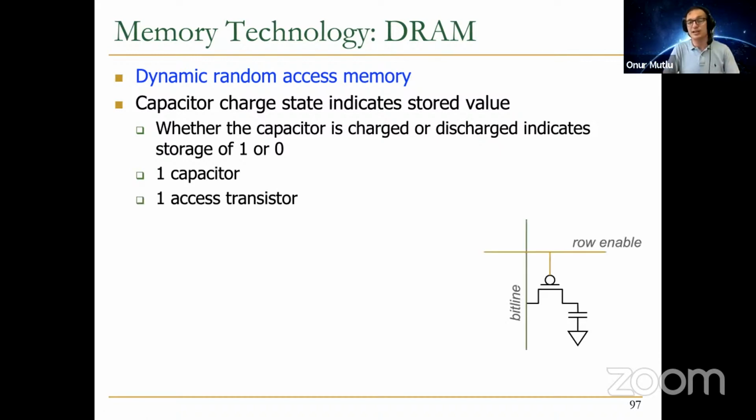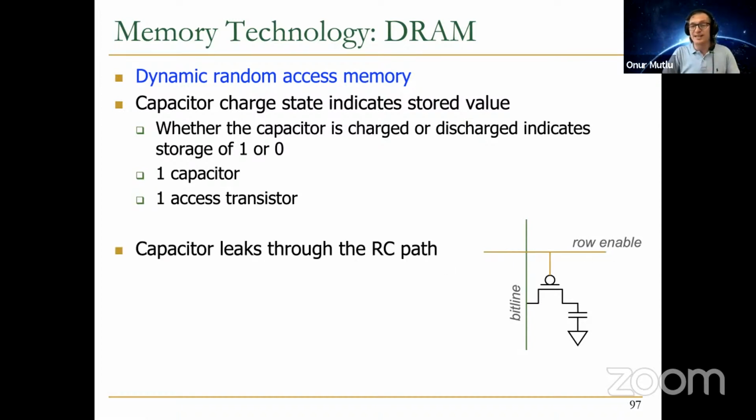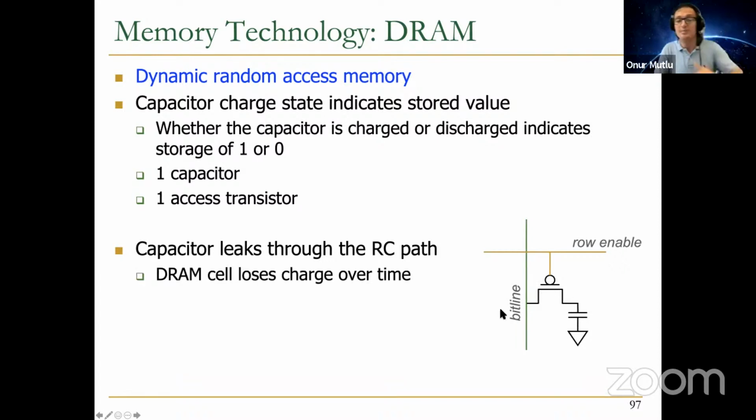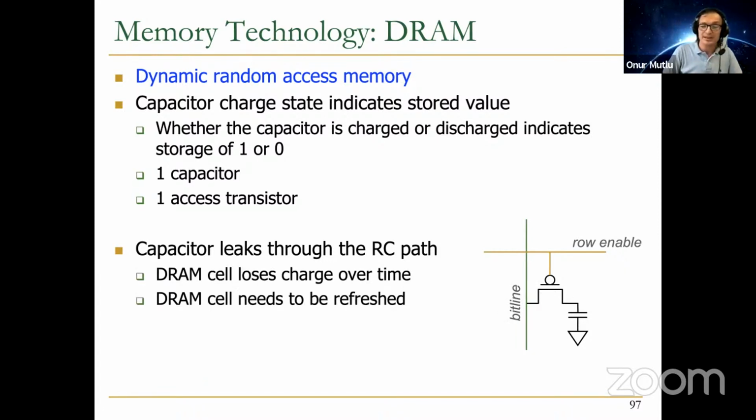But you need an access transistor to enable access to the capacitor. That's why it's called row enable over here, but it's nothing different from a word line. The one disadvantage of DRAM technology that we discussed is refresh. The capacitor leaks its charge through this RC path, resistance-capacitance path. As a result, the DRAM cell loses charge over time, and it needs to be refreshed. We talked about the implications of this in one of the first lectures, and you can go back to it as one of the mysteries that we discussed.